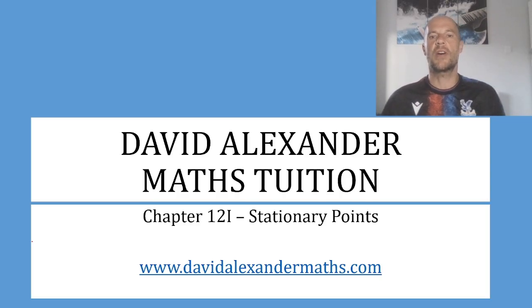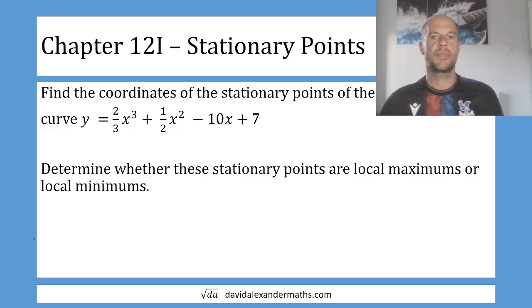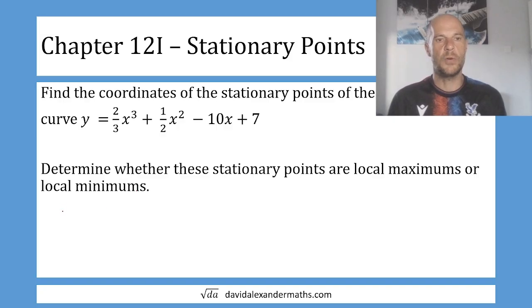This is chapter 12i, stationary points. Find the coordinates of the stationary points of the curve y equals 2/3 x cubed plus 1/2 x squared minus 10x plus 7. Okay, so what we need to do first of all is differentiate.